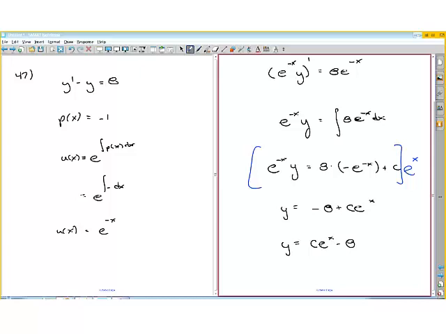Okay, let me check, see if everything's okay. Negative 8 plus c e to the x. Okay, they just left it at that.